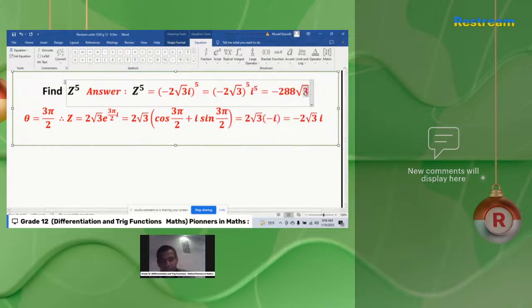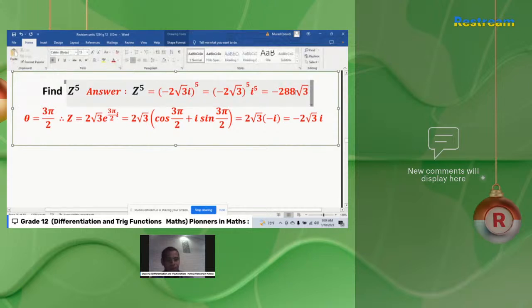Okay, but I should also check that I squared multiplied by I squared multiplied by I is I to the power 5. I squared is minus 1. I squared is minus 1. So it will be multiplied by I. Okay, this is the first method.